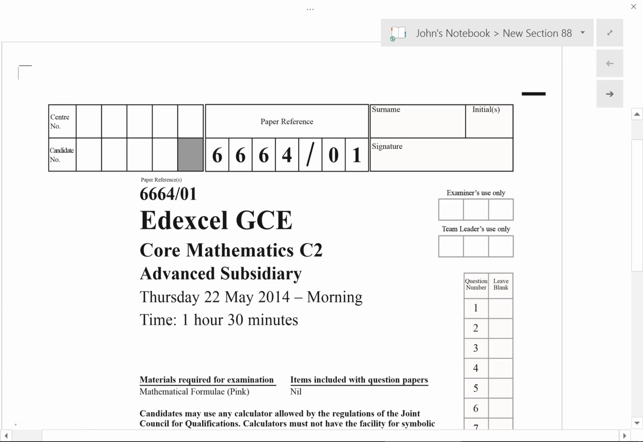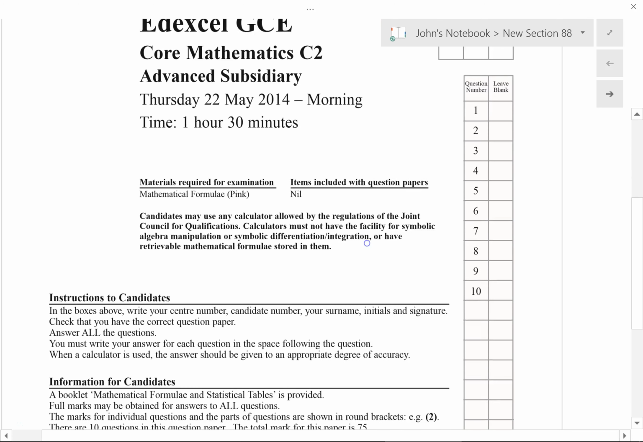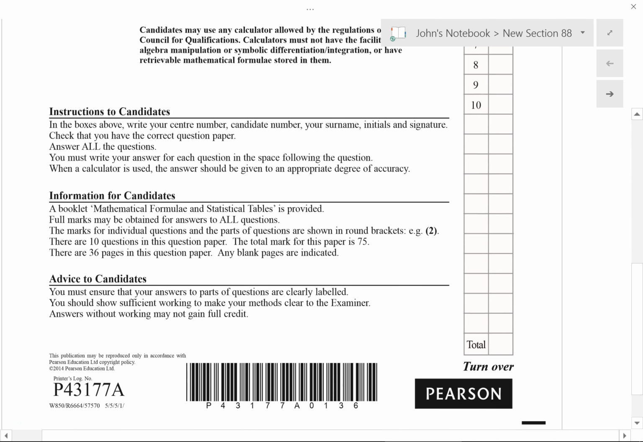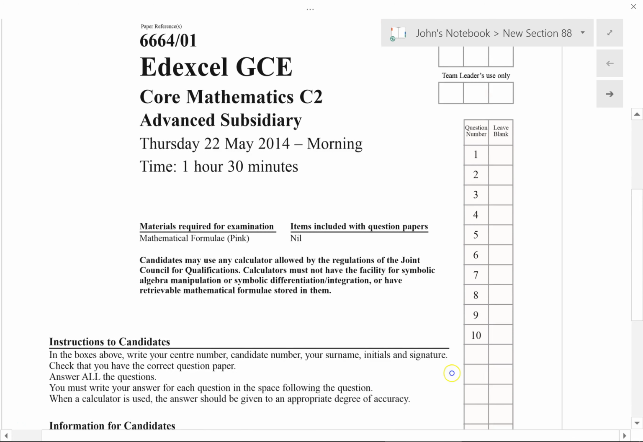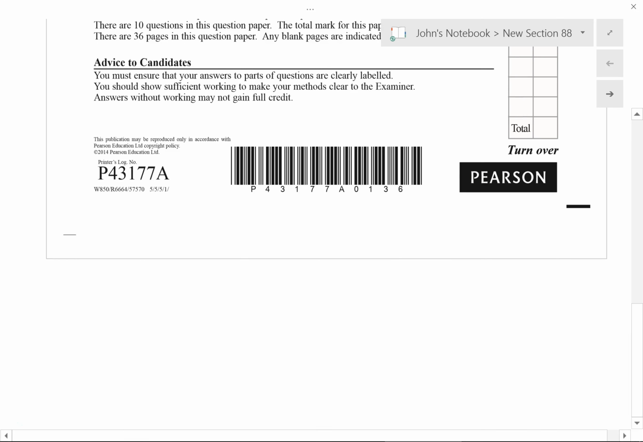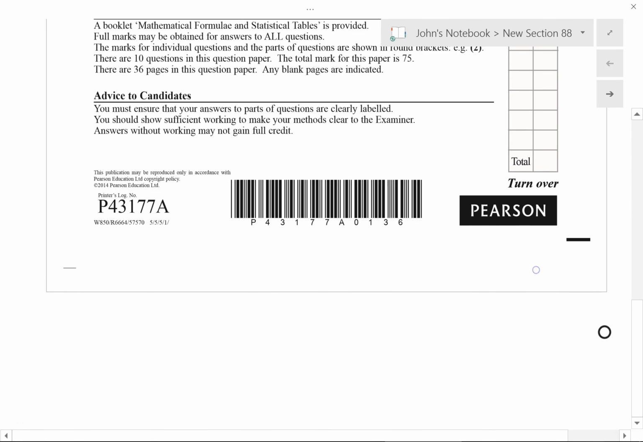So we're going to do some of the May 2014 C2 paper. There are 10 questions. The first thing you should do when you're looking at the paper is look at the number of questions. So let's just go through this. There's quite a bit to get through. Let's go to the next bit.